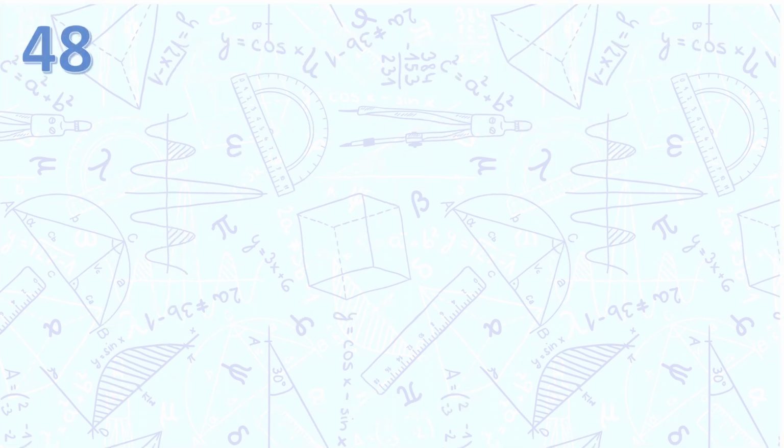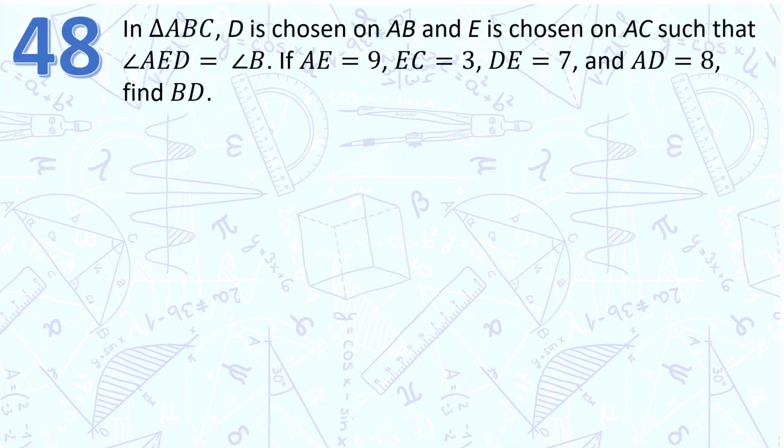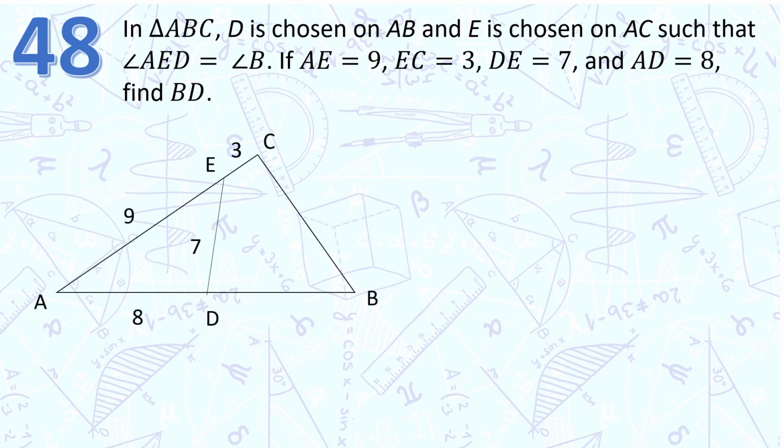Next number. In triangle ABC, D is chosen on AB and E is chosen on AC, such that angle AED is equal to angle B. If AE equals 9, EC equals 3, DE equals 7, and AD equals 8, find BD. Let us have the figure for this problem.